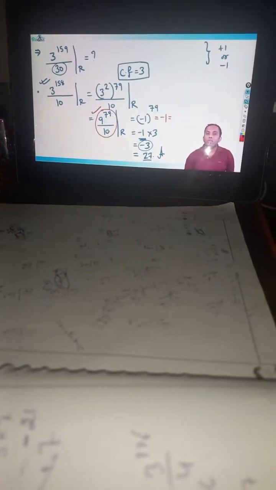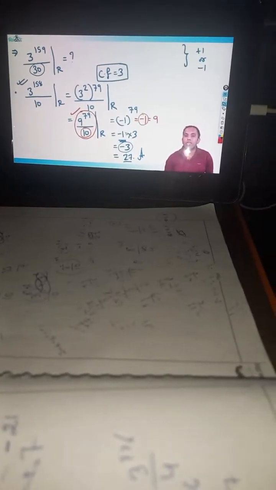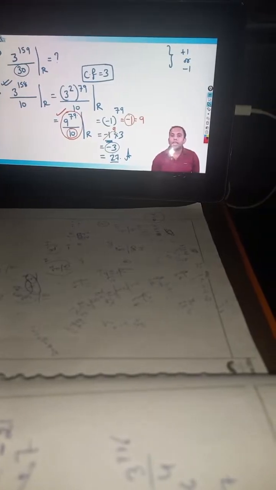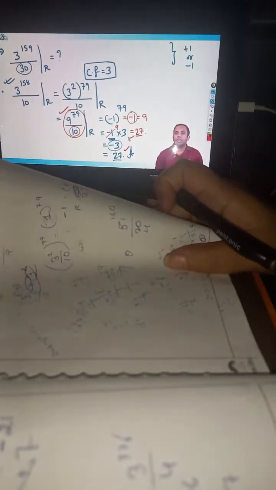No. Right now you are solving for this question. You have cancelled 3. This is a new question. So 9 raised to 79 by 10. So remember the base here is 10. So 10 minus 1, you should write 9 here. So instead of minus 1, you can write 9 here, and 9 into 3 becomes 27. That is your answer. Same thing. That also you can do. It's absolutely your wish. I told you, no? You can just play with numbers. Absolutely no issue. I hope it is clear.